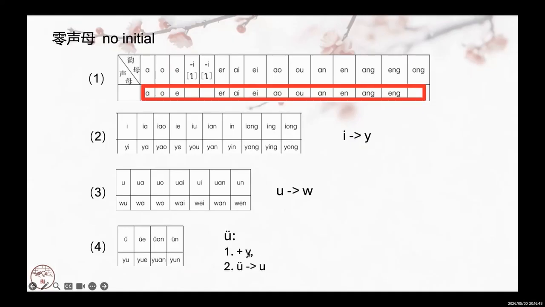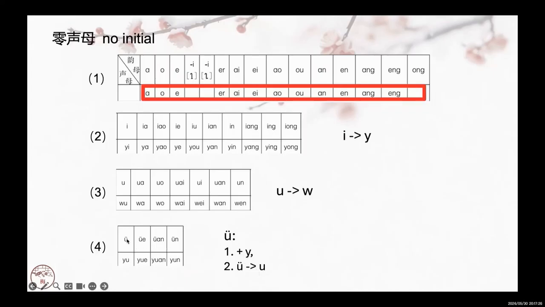Apart from adding a fake initial of Y at the beginning, we should also remove the two dots from the vowel ü to change it to another vowel, u. But because we have the initial Y at the beginning, the final syllable still pronounces as ü. Don't worry, we remove the two dots. The form has changed, but the pronunciation stays the same.